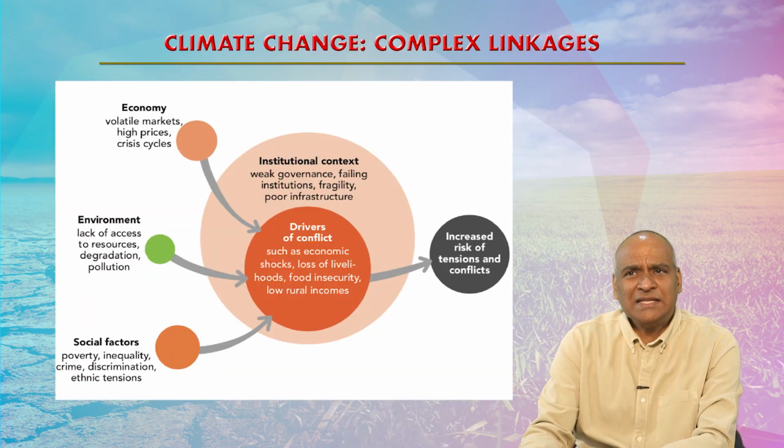Now climate change has a lot of complex interactions. It affects the economy, it affects the environment, it affects social factors like migration, poverty, etc. It affects governance and institutions, it is a driver of conflict, and a lot of tensions can also be caused because this can result in drought, famine, etc. So these are very complex.